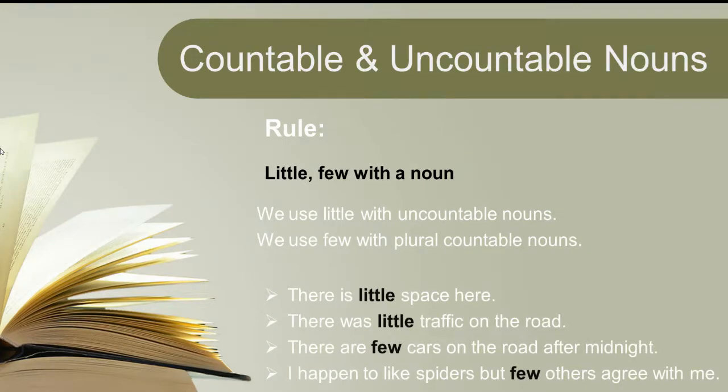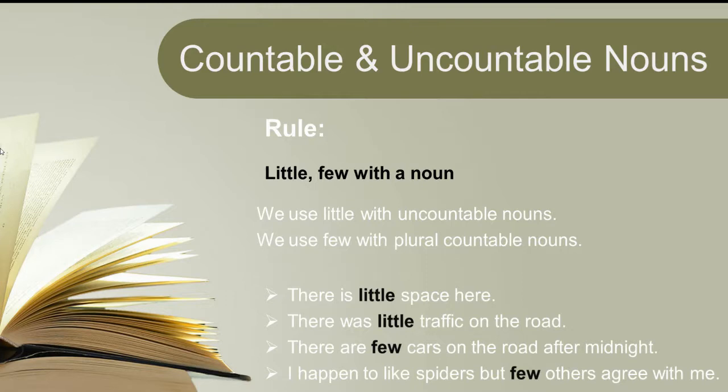Now, let's see the difference of using quantifiers with countable and uncountable nouns. Before we begin, let's quickly check our concept of countable and uncountable nouns. Countable nouns are those which we can count, for example, boxes, plates, bags, or cups. So the rule is, with uncountable nouns like milk, gas, happiness, traffic, we use little. For example, there is little space here and there was little traffic on the road.